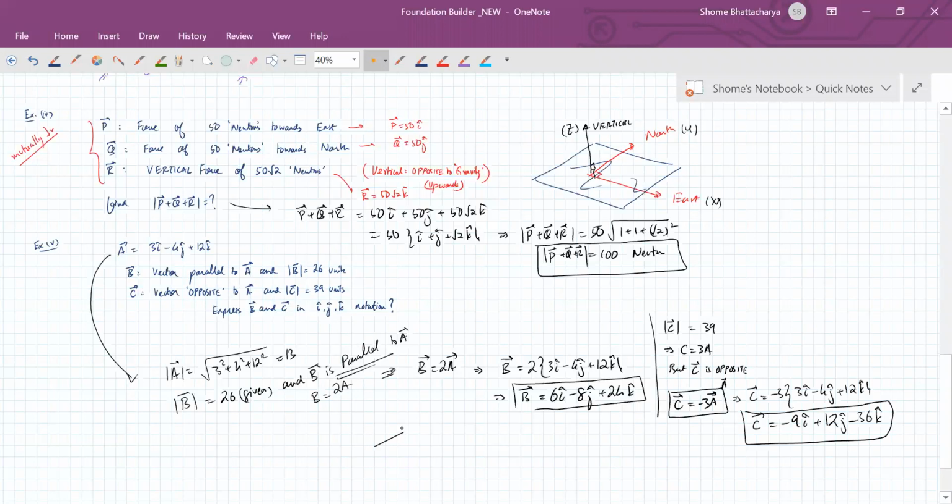So A is a vector like this. In comparison, B should be double in length but parallel to it. So that is 2 times A. But C should be a vector now like this. It should be opposite in direction, but 3 times in length. So this is the interrelationship between them. So opposite means it is anti-parallel.